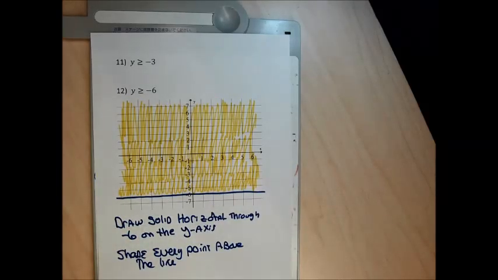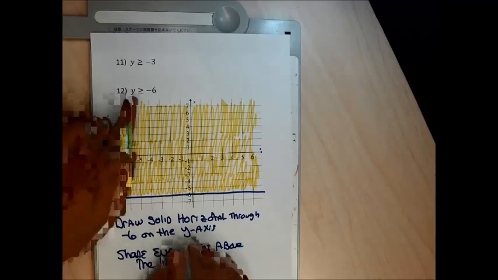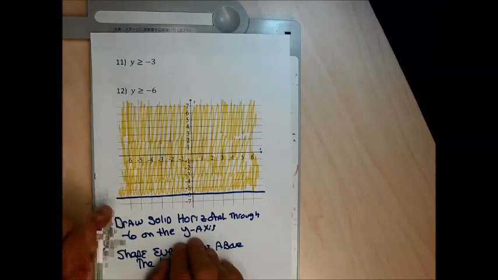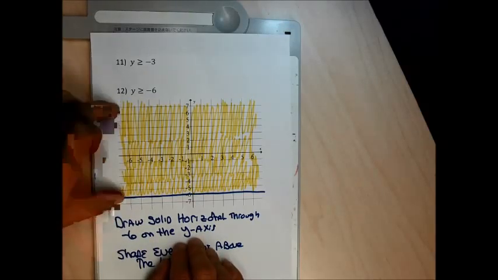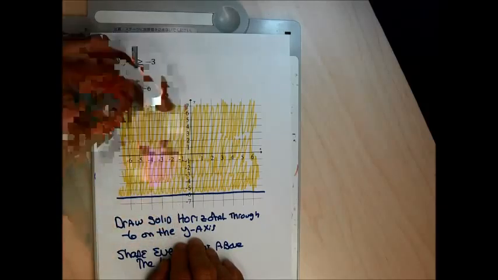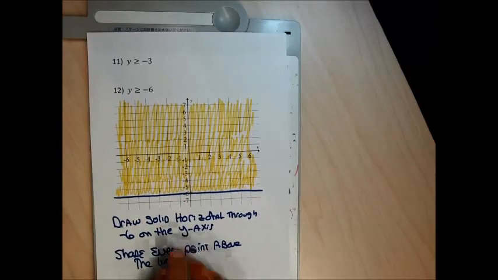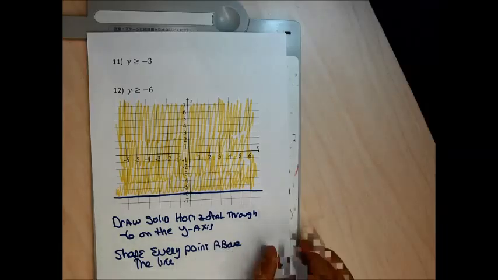So for y's, horizontal lines, or equal to's, solid, not or equal to, dashed. Greater than, you shade up because y's get bigger, and greater than implies bigger as you go up. Less than, we're going to shade down because y's get smaller as we go down, and less than implies smaller.